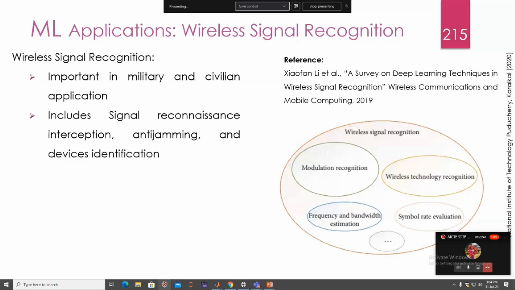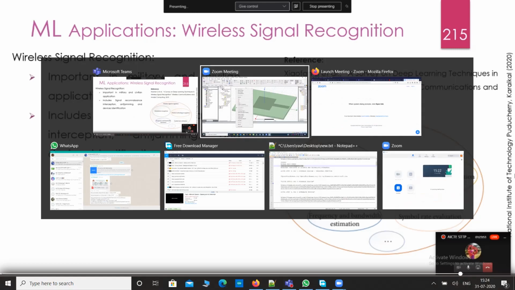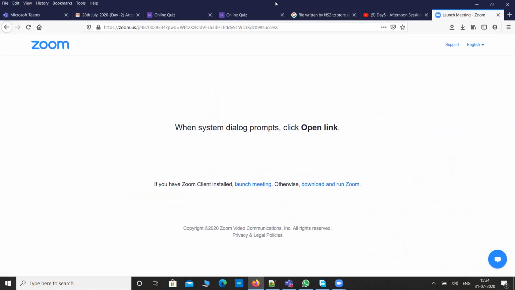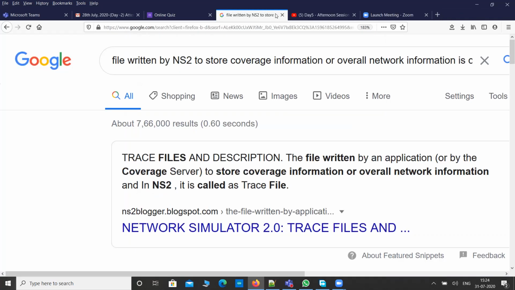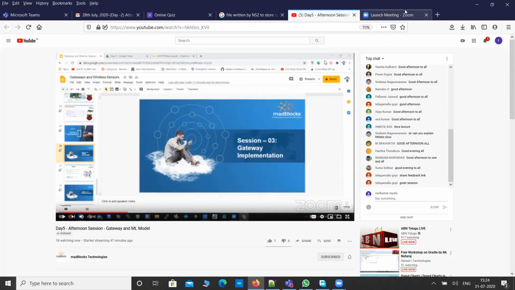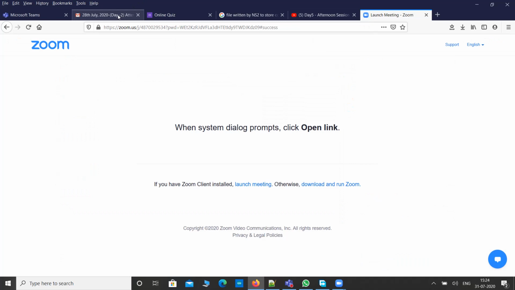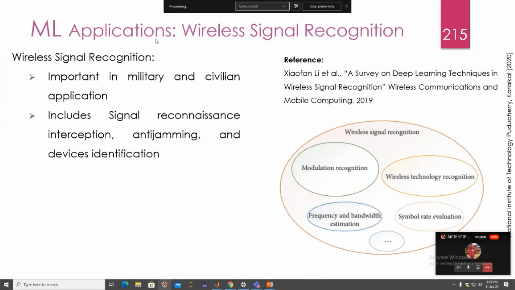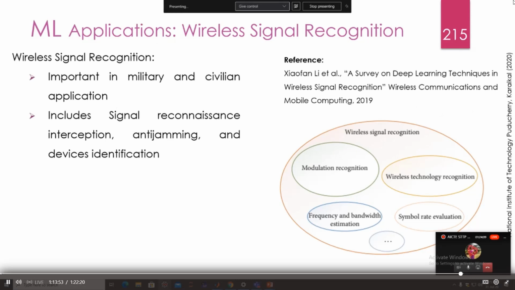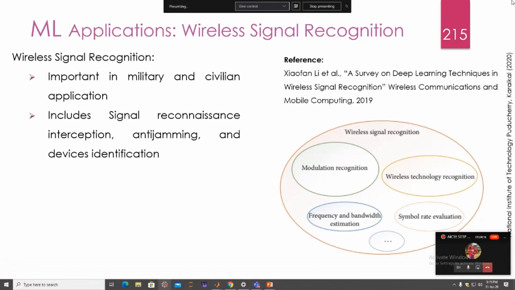This ML application is also used in the case of wireless signal recognition. Wireless signal recognition is used most popularly in the military. Now people are using it for military purposes as well as civilian applications: signal reconnaissance, interpretation, anti-jamming, and device identification.